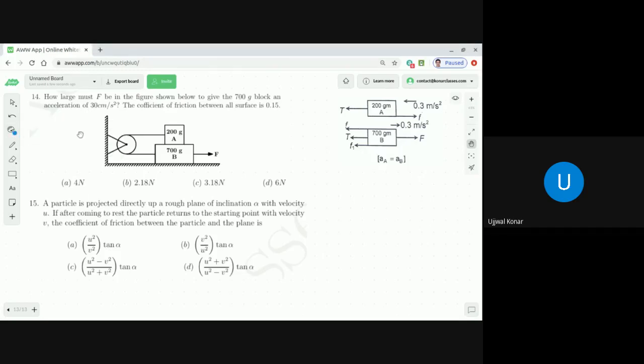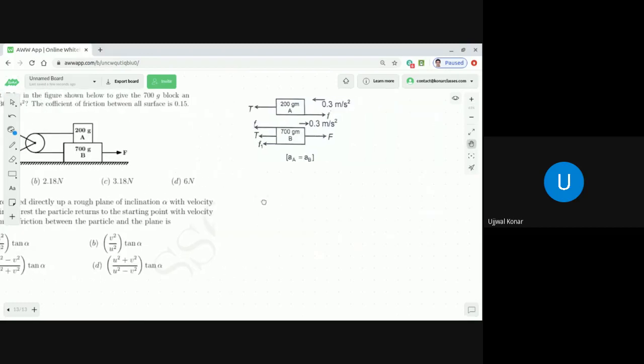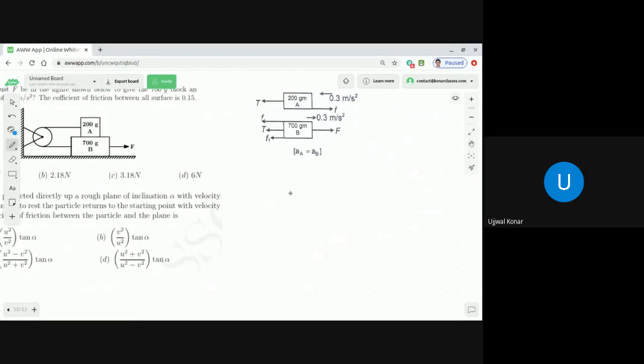Let me use a different color, the blue color. So what I'm saying is that the frictional force between the blocks A and B is F equal to mu into MA into G. Correct or not, dear Shrest? And from here you can find its value because you know what is mu, what is MA, what is G.